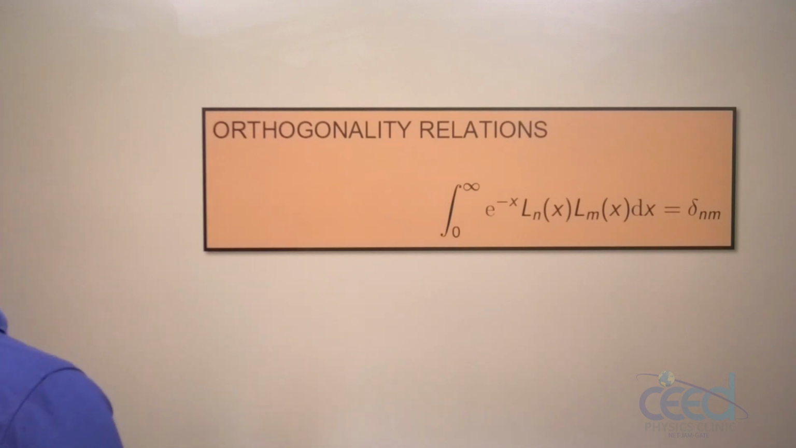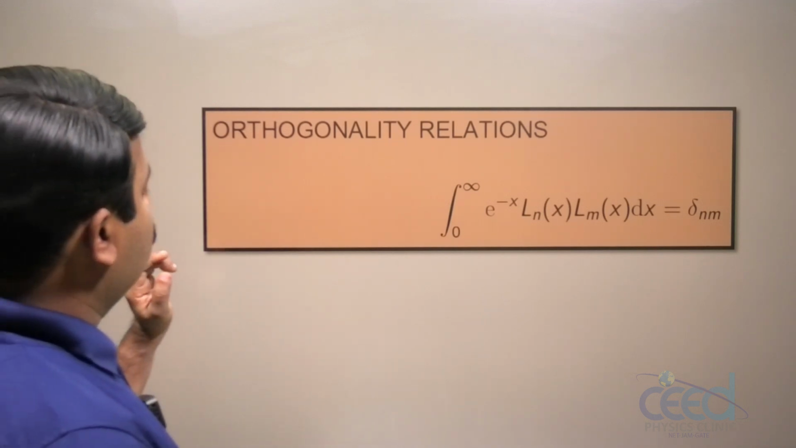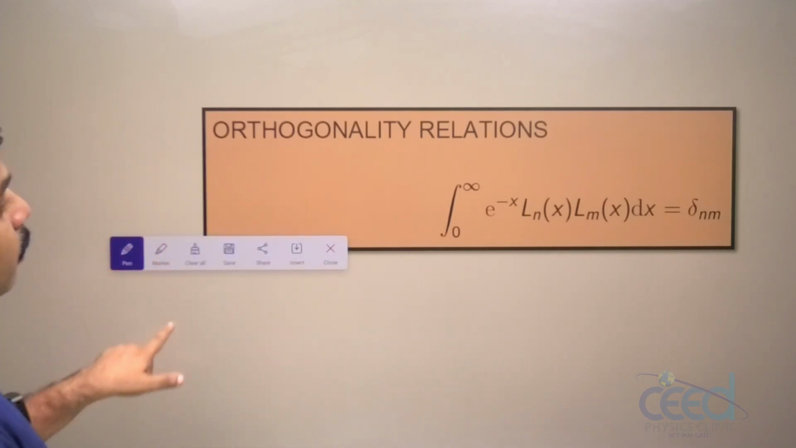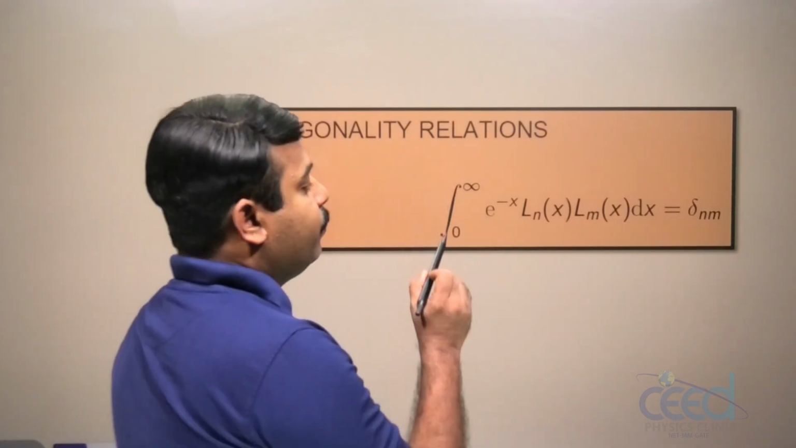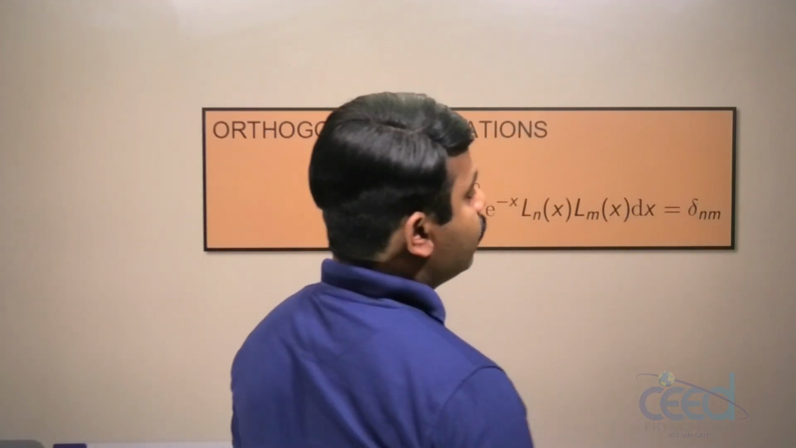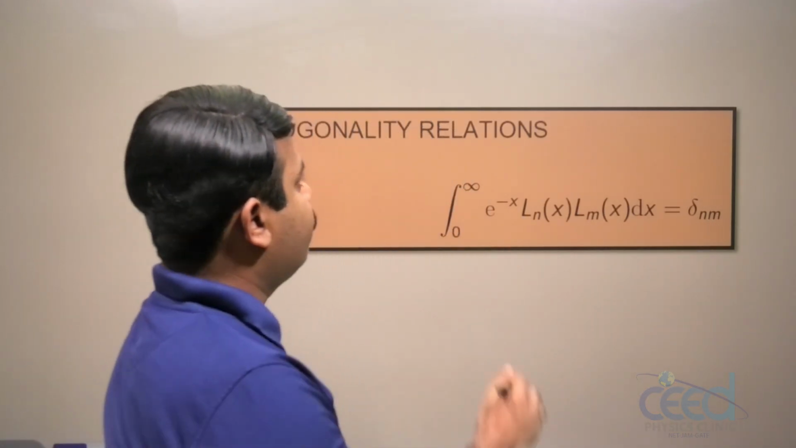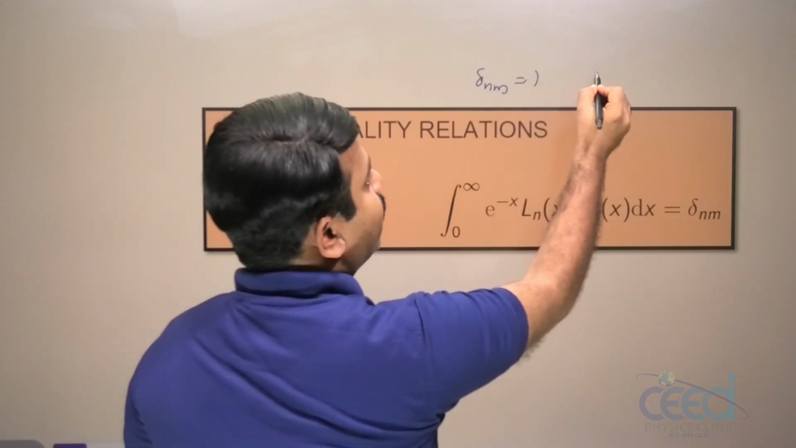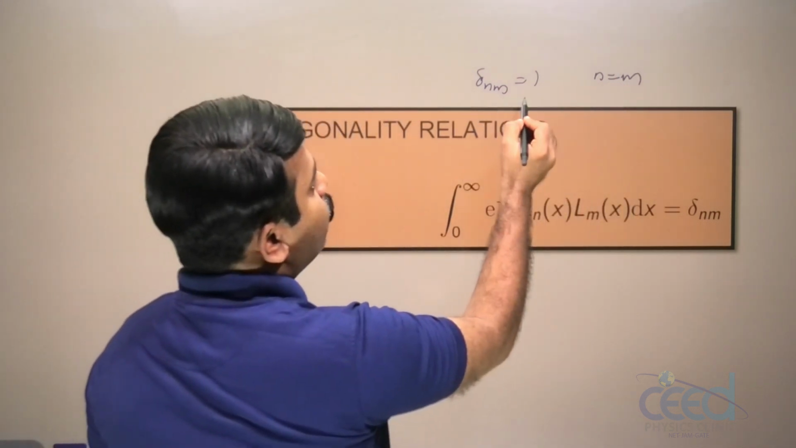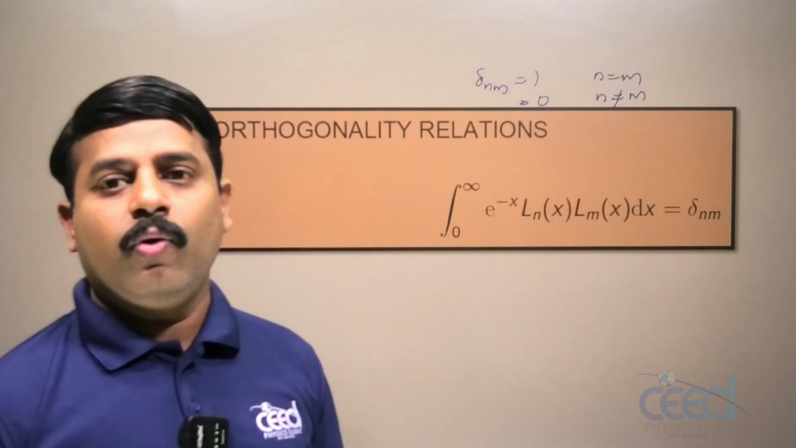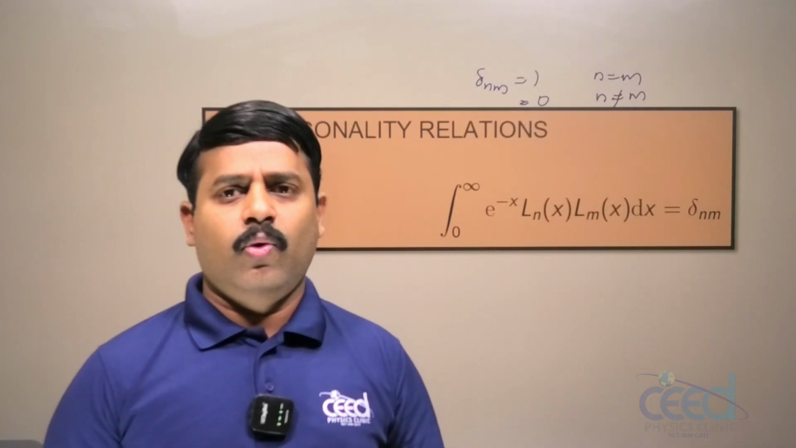The orthogonality relation we also saw in Hermite polynomials. So, orthogonality relation. Next, see the integral from 0 to infinity of e raised to minus x Ln of x into Lm of x dx is equal to Dirac delta nm. What is a Dirac delta function? Dirac delta nm value is equal to 1 if n is equal to m. Its value is equal to 0 when n is not equal to m. This is the value of the Dirac delta function. Alright, that we have already seen.